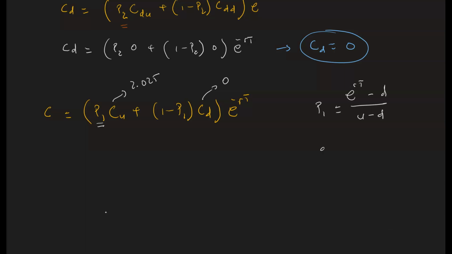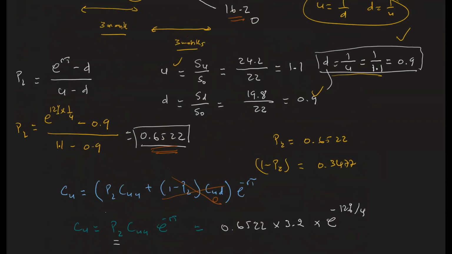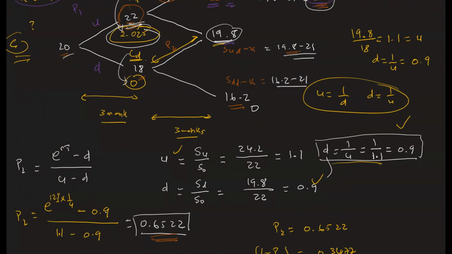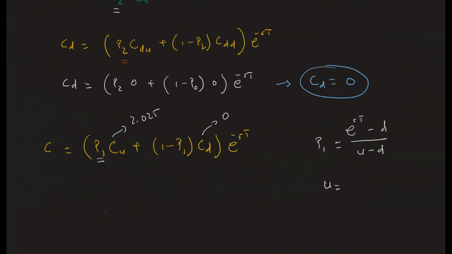Now, what is U? In this case, it is going to be equal to 22 divided by 20. So we're going to do 22 divided by 20. That's going to give us 1.1, which means that D is also going to be equal to 0.9. So our call option price here, if I can get this to work, there we go. Our call option price is going to be equal to P, which is essentially going to be equal to the same thing that we had earlier, right?